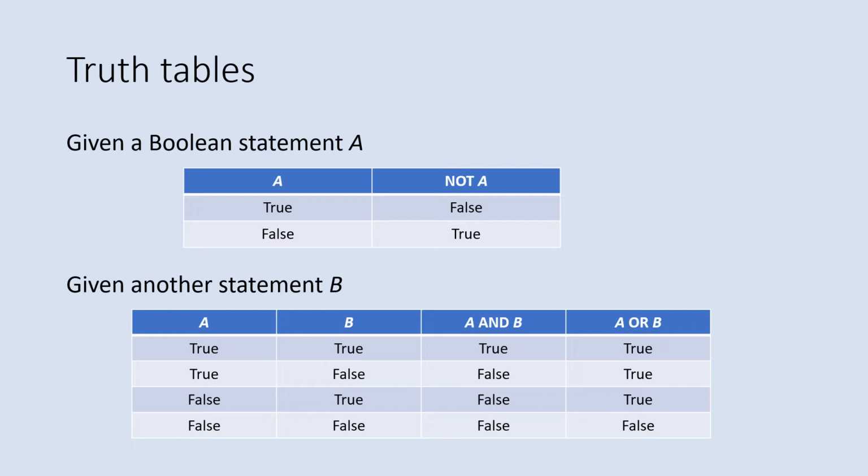The third row has A being false and B being true. And we see the results, and is false, but or is true in that case. And the fourth row, if both statements are false, then both of these operations yield a false statement. And so the idea is that these operators are being applied to statements that are either true or false.